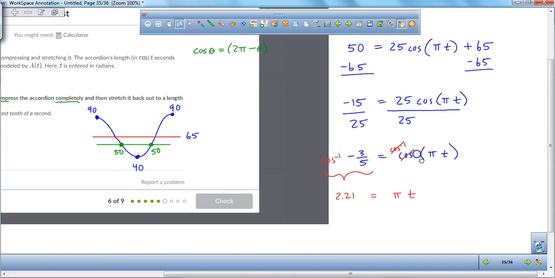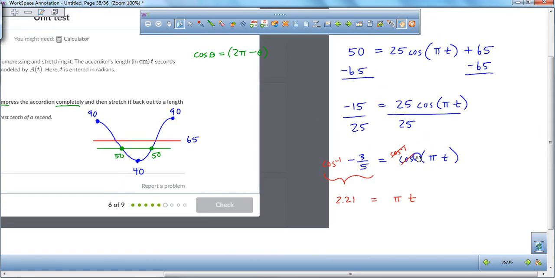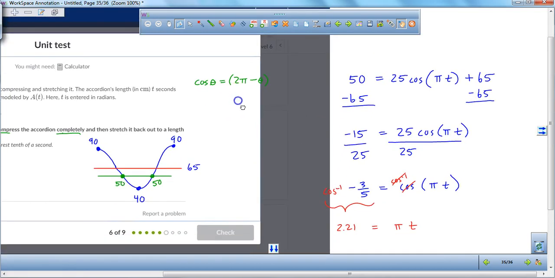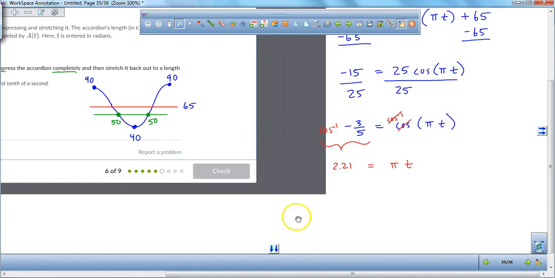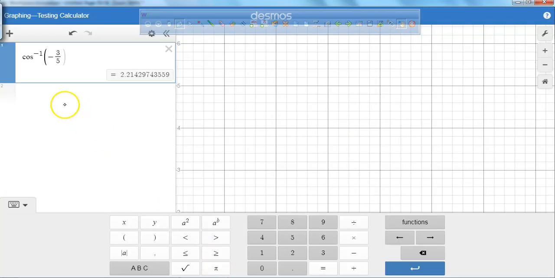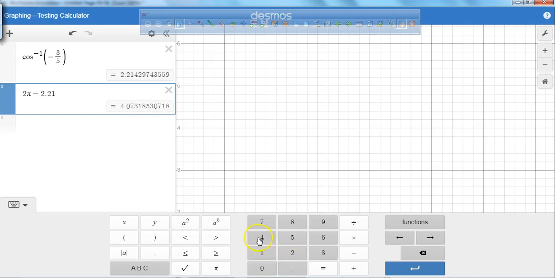But remember, we have to do the second time. So if I want to do the first time, I just divide both sides by pi and I'm done. But the second time, I got to use 2 pi minus theta. So here's what I'm going to do right now. Check this out. I am going to go to Desmos. I am going to type in 2 pi minus 2.21429743559, and I get 4.0688.